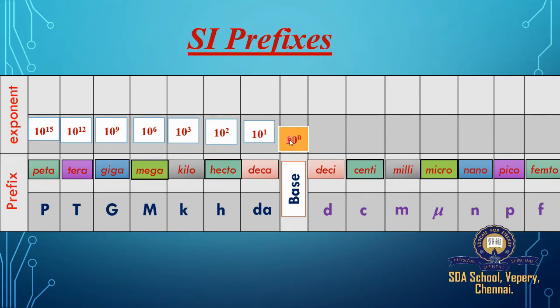And the reason this power is mentioned as 10 power 1, 10 power 2 is that it mainly denotes that it has 1 zero in it, it has 2 zeros in it, it has 3 zeros in it. Okay, likewise for deci it is denoted as 10 power minus 1, 10 power minus 2 in negative values, 10 power minus 3, 10 power minus 6, 10 power minus 9, 10 power minus 12, and 10 power minus 15.